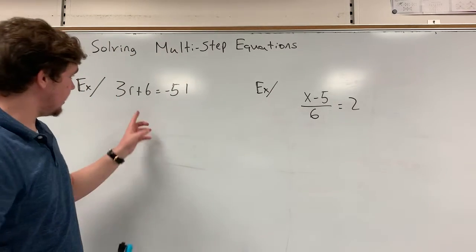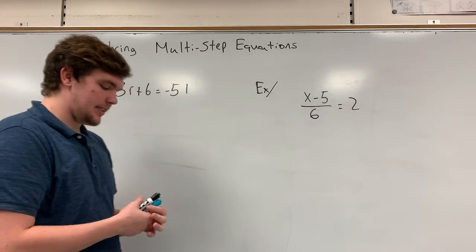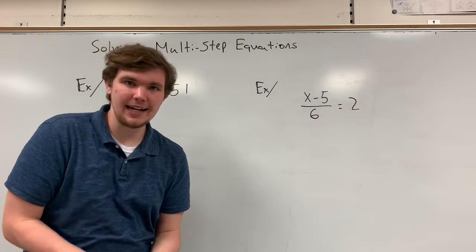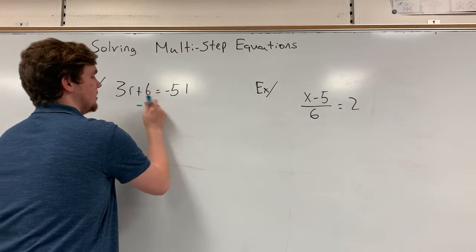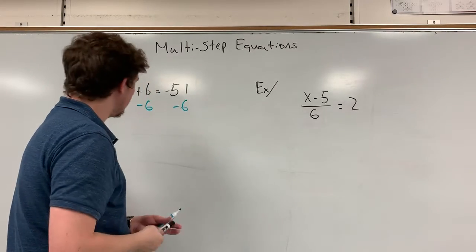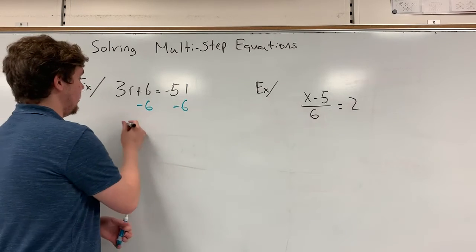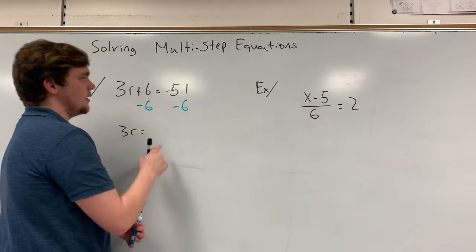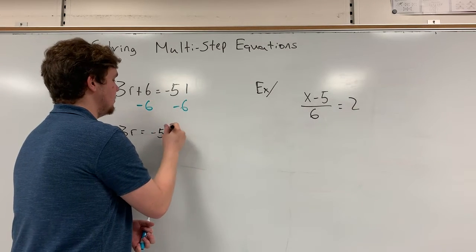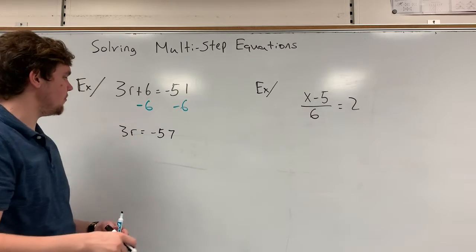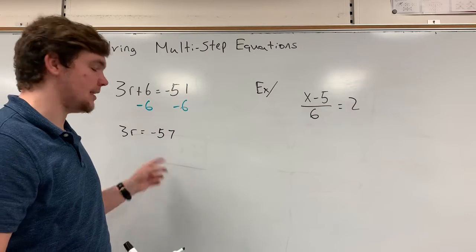Okay. So to get rid of this plus 6, I want to do the opposite of adding 6. So I'm going to go ahead and subtract 6 from both sides, minus 6. Okay. Now when I subtract 6 from both sides, that leaves me with 3r equals negative 51 minus 6 is negative 57. Okay.